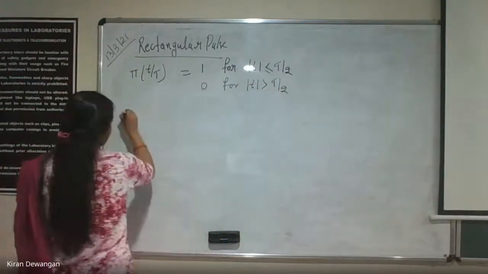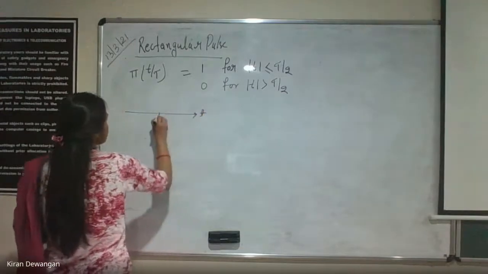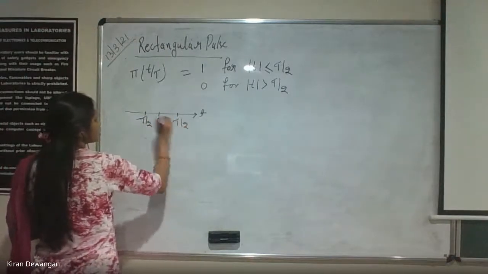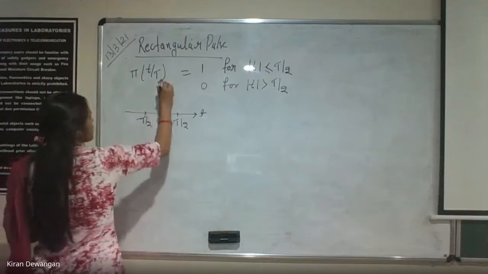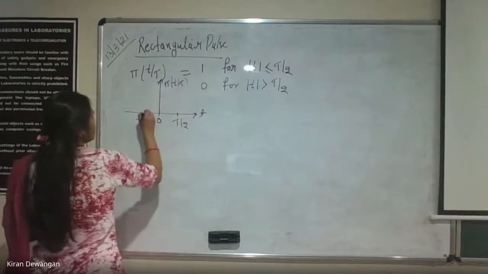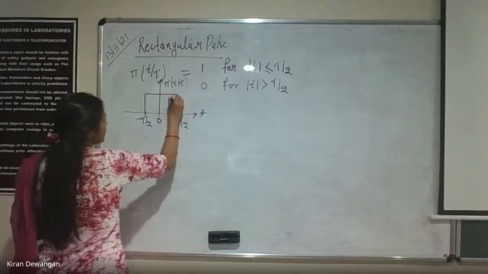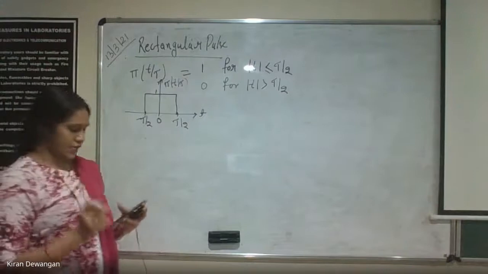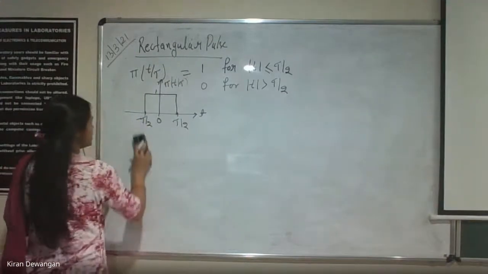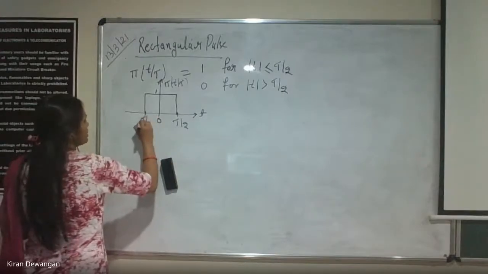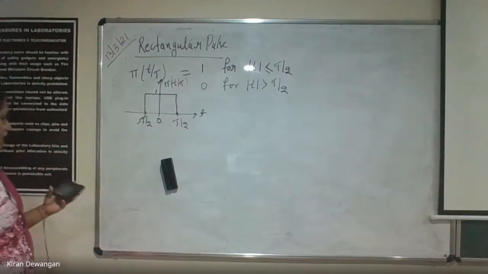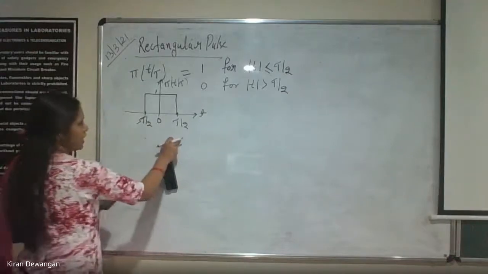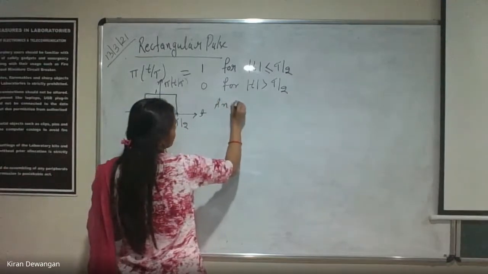tau by 2. And if we are plotting it, this is t, this is 0, this is minus tau by 2, this is tau by 2, and this is pi of t by tau. Now this value is 1. So this is how the rectangular pulse is defined. It will exist from minus tau by 2 to plus tau by 2. Clear? It is defined in between these values and it is an even function.